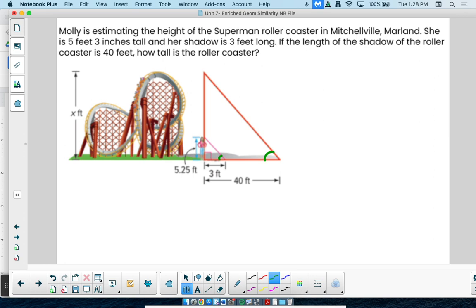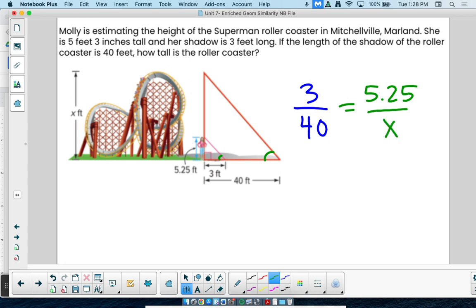Yeah, we can do 3 over 40. Do you guys agree that 3 matches 40? Yes. So that's like your shadow. So maybe you want to give yourself a key, shadows. Equals 5.25 over X. Oh, 40 divided by 3. Do you guys agree with 5.25 over x?